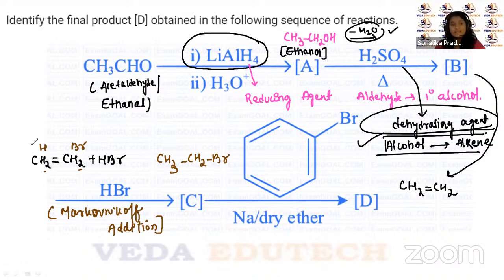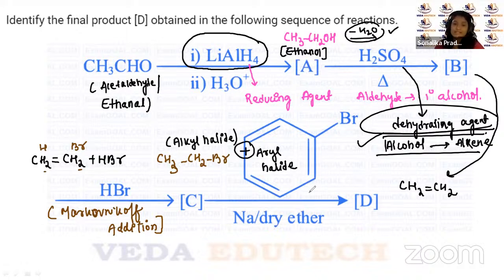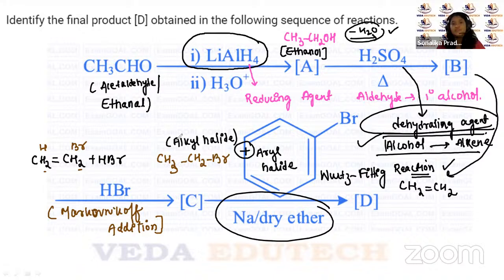Now this is an alkyl halide. This is what, children? Alkyl halide. This, children, is your aryl halide. When you add an alkyl halide and an aryl halide, what reaction is that? That is the Wurtz-Fittig reaction. In the presence of sodium and dry ether, you're going to get the Wurtz-Fittig reaction. And what is the product, children? Your final product is going to be this one.